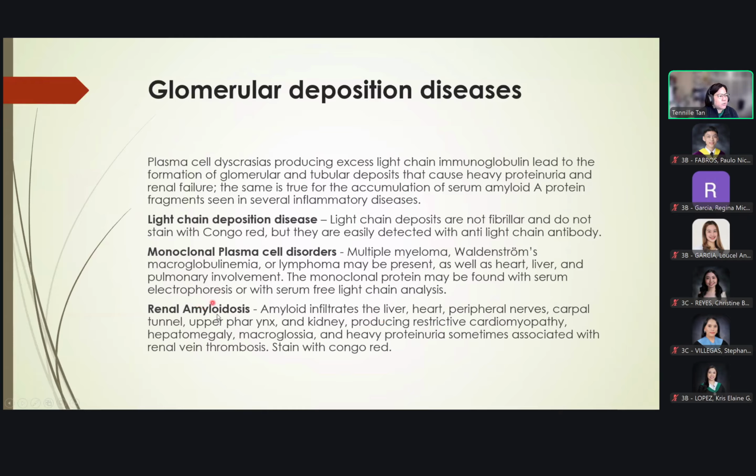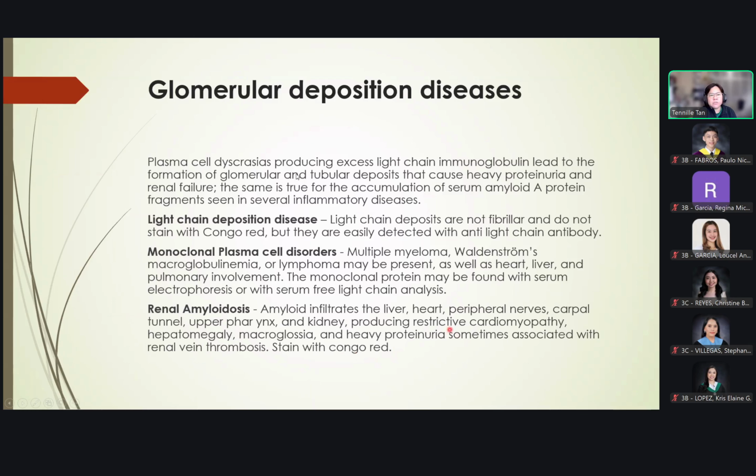You can also have your renal amyloidosis. Amyloid infiltrates the liver, heart, peripheral nerves, carpal tunnel, upper pharynx, and kidney, producing restrictive cardiomyopathy, hepatomegaly, macroglossia, and heavy proteinuria, sometimes associated with renal vein thrombosis. For amyloid, it will stain with Congo red.